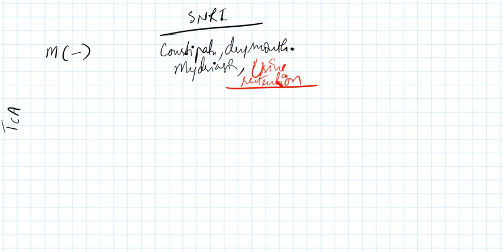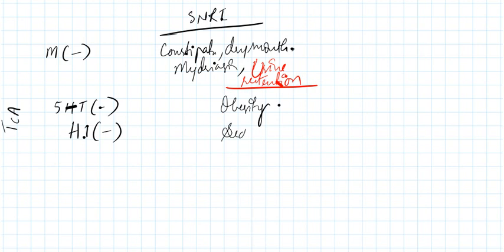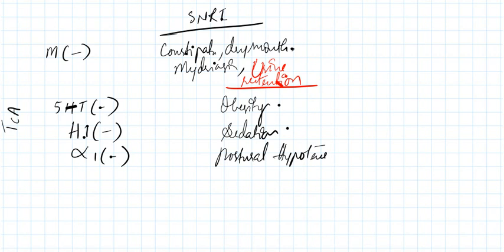Now what are some other actions? It blocks 5-HT receptors, leading to obesity. It also blocks H1 receptors, which leads to sedation. Alpha 1 blockade leads to postural hypotension. What are the considerations? As they are muscarinic blockers, avoid their use in glaucoma and BPH.